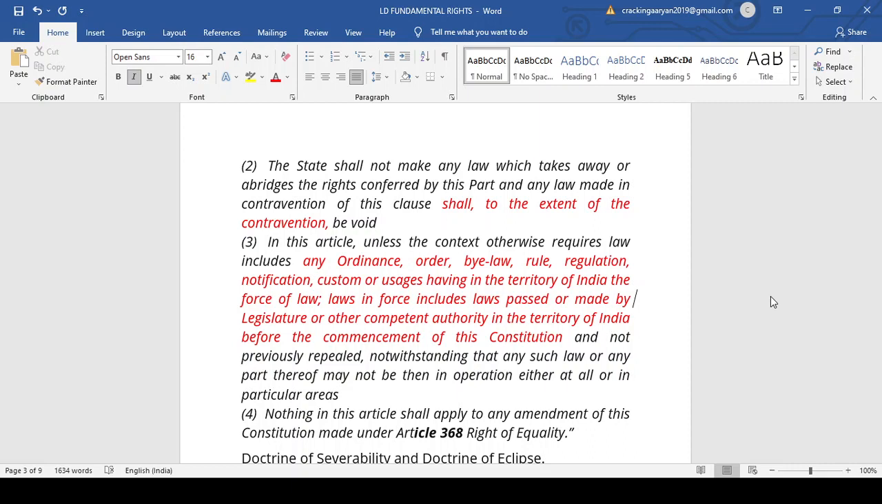Now, what is custom? This you will study in semester 1 of any law college under the legal method subject. Custom is something which is coming from generation to generation, which has been given a space of law. They are considered as law, not directly in any of the IPC. Custom is something which is not mentioned in the IPC, CrPC or Indian Evidence Act, but it has been coming from generation to generation for many years. So they are taken into consideration while deciding any matter. That is custom. So any ordinance, order, bylaw, rule, regulation, notification, custom, they are considered law.